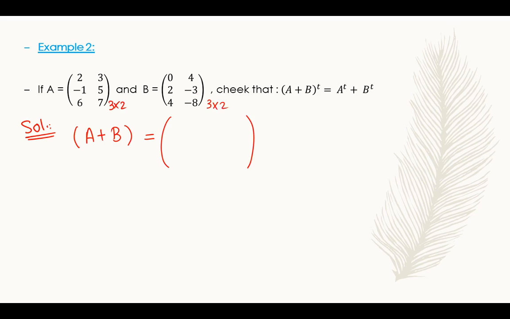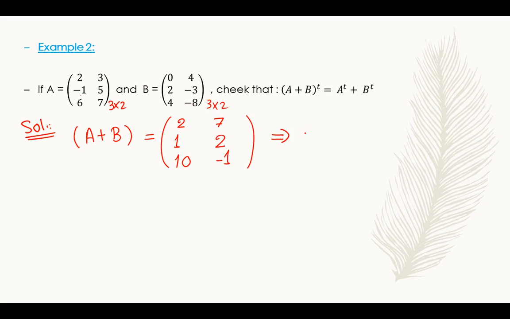They have the same order, so we can add the two matrices A and B. 2 plus 0 equals 2, negative 1 plus 2 equals 1, 6 plus 4 equals 10, 3 plus 4 equals 7, 5 minus 3 equals 2, 7 plus negative 8 equals negative 1.